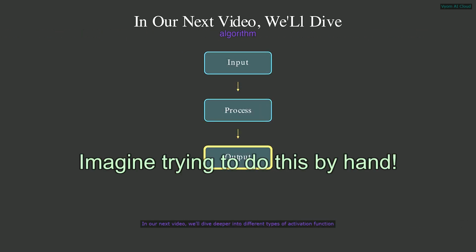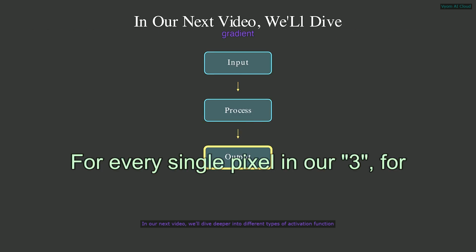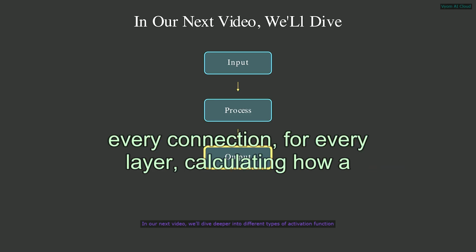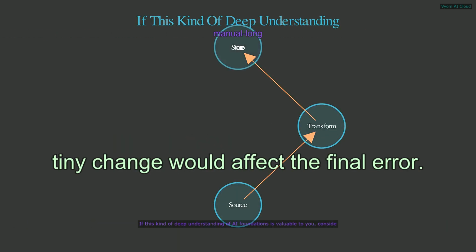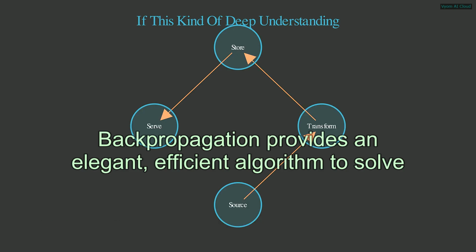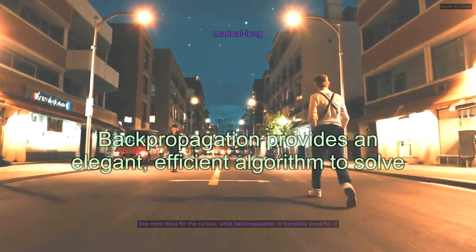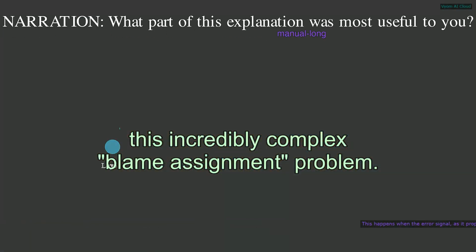Imagine trying to do this by hand. For every single pixel in our 3, for every connection, for every layer, calculating how a tiny change would affect the final error. It would be an impossible task. Backpropagation provides an elegant, efficient algorithm to solve this incredibly complex blame assignment problem.